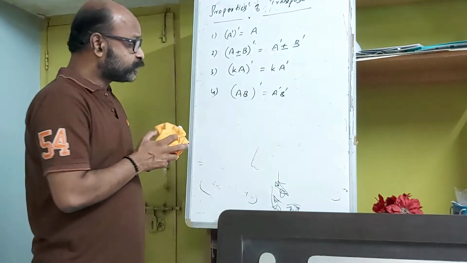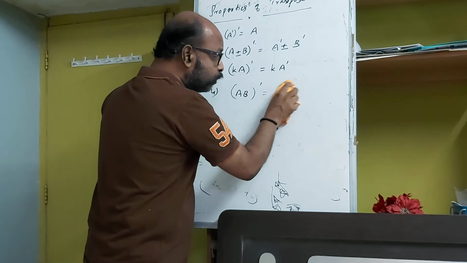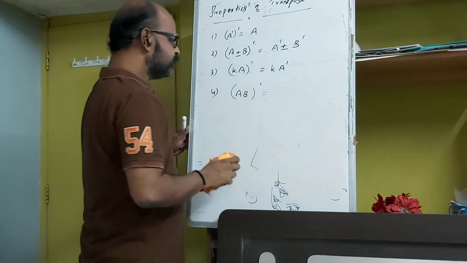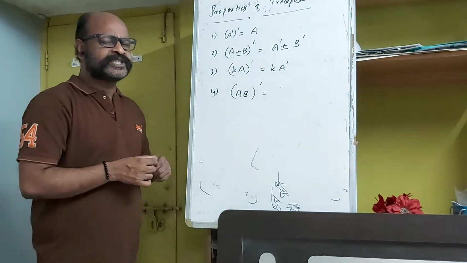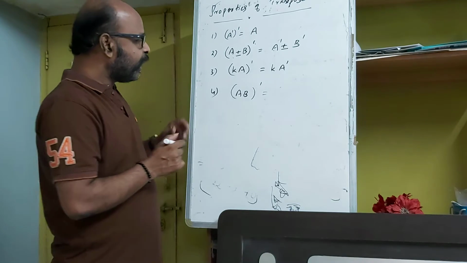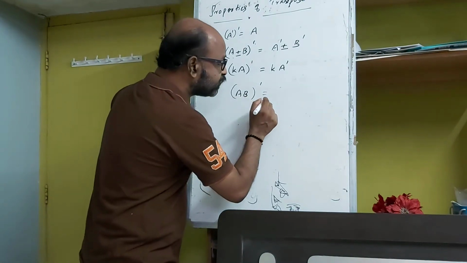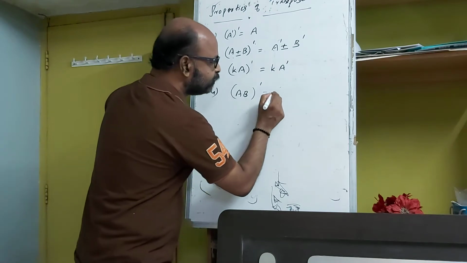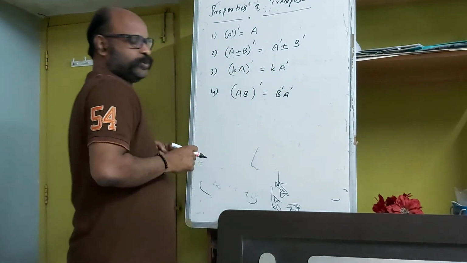The transpose of a product is not like the transpose of a sum or difference. The difference is quite slight, only a slight difference. AB the whole transpose is not equal to A transpose B transpose, but it is equal to B transpose into A transpose.